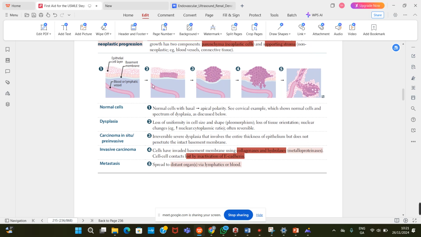Now, this is more like a progression of neoplasia, starting from normalcy to pathology. So a normal cell should appear like this. This is the epithelial lining, all the cells resting on the basement membrane, and they are all nourished by the blood vessels as well as the lymphatics. This is how a normal cell should appear.